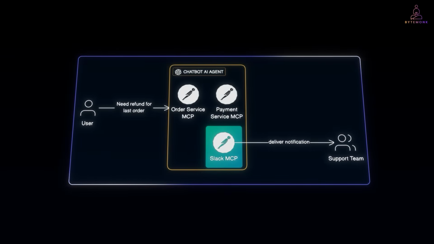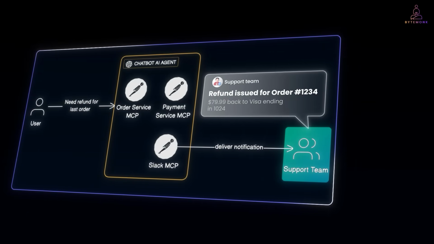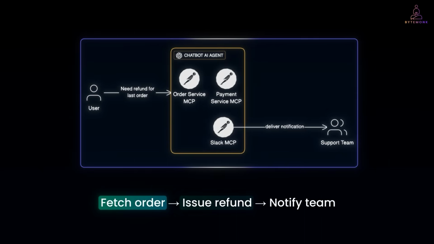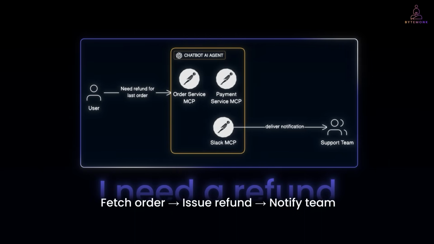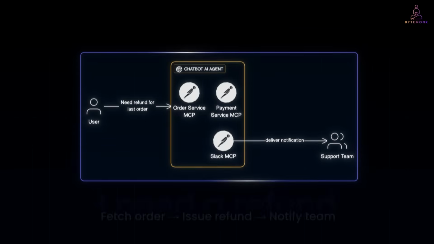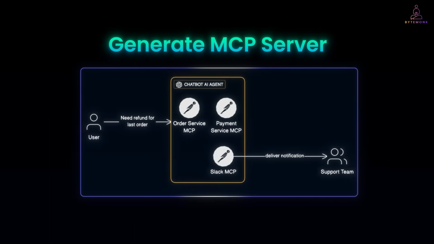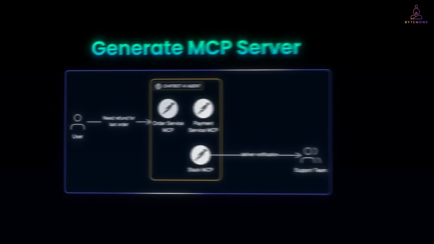Finally, the agent calls a Slack MCP server and it posts a quick message to your support team. All of that happens in sequence. Fetch order, issue refund, notify team, just from the user typing, I need a refund. And here is the key. You didn't hard code 3 different integrations. You just picked your APIs in Postman, hit generate MCP server, and now they're standard tools the agent can call.